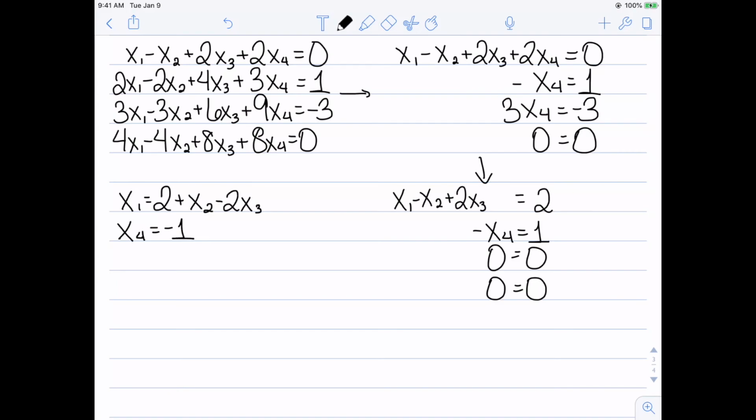So we can't say anything about either x2 or x3. So they're both going to be free variables. We'll represent one with an s and one with a t. Therefore, we write x1 equal to 2 plus s minus 2t, x2 equal to s, x3 equal to t, and x4 equal to negative 1, where s and t can be any real numbers.